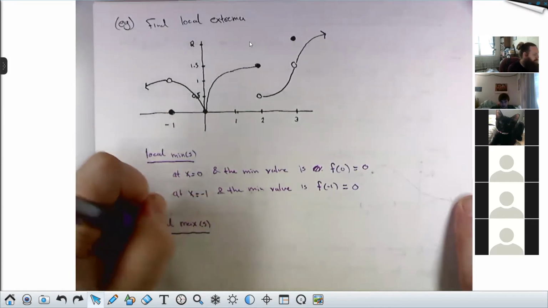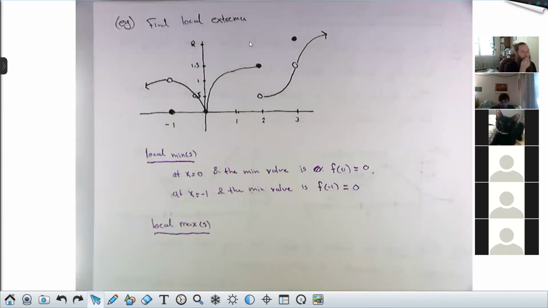So what about local maxes? This kind of looks like a local max, right? At least this does. But that point that would be the local max is missing. So there's no max here. Also, we can't have a point being both a min and a max. That doesn't make sense.